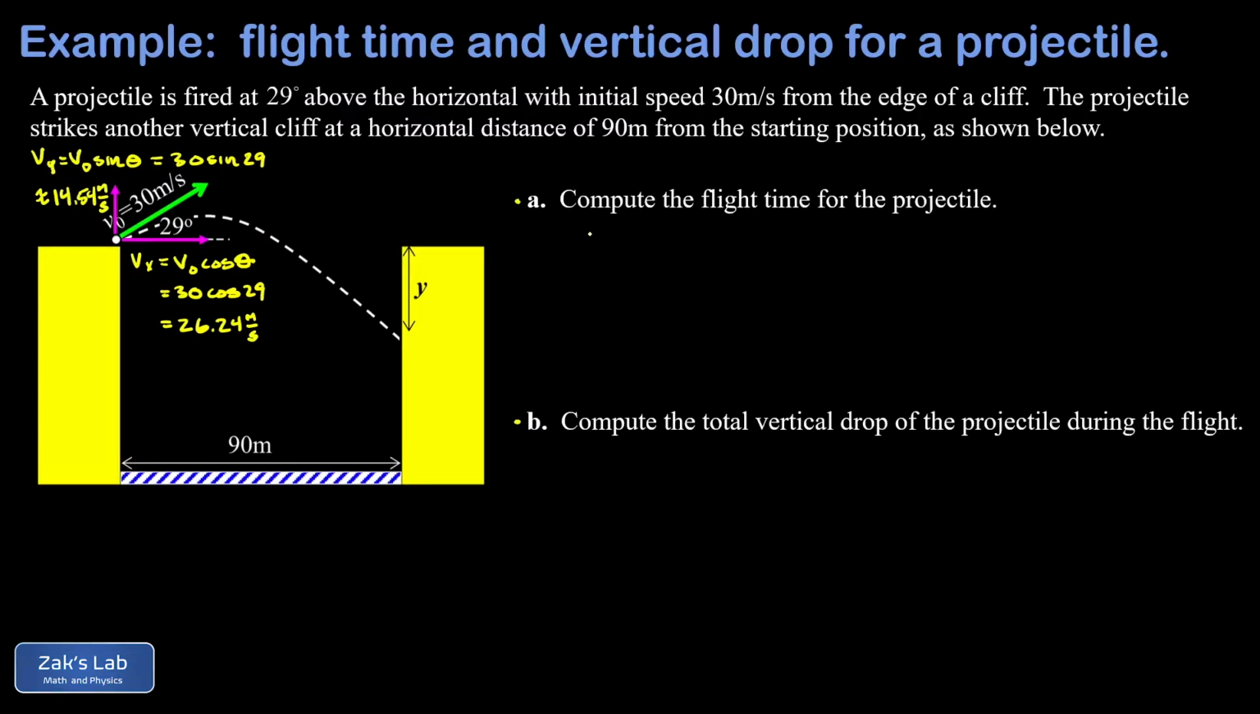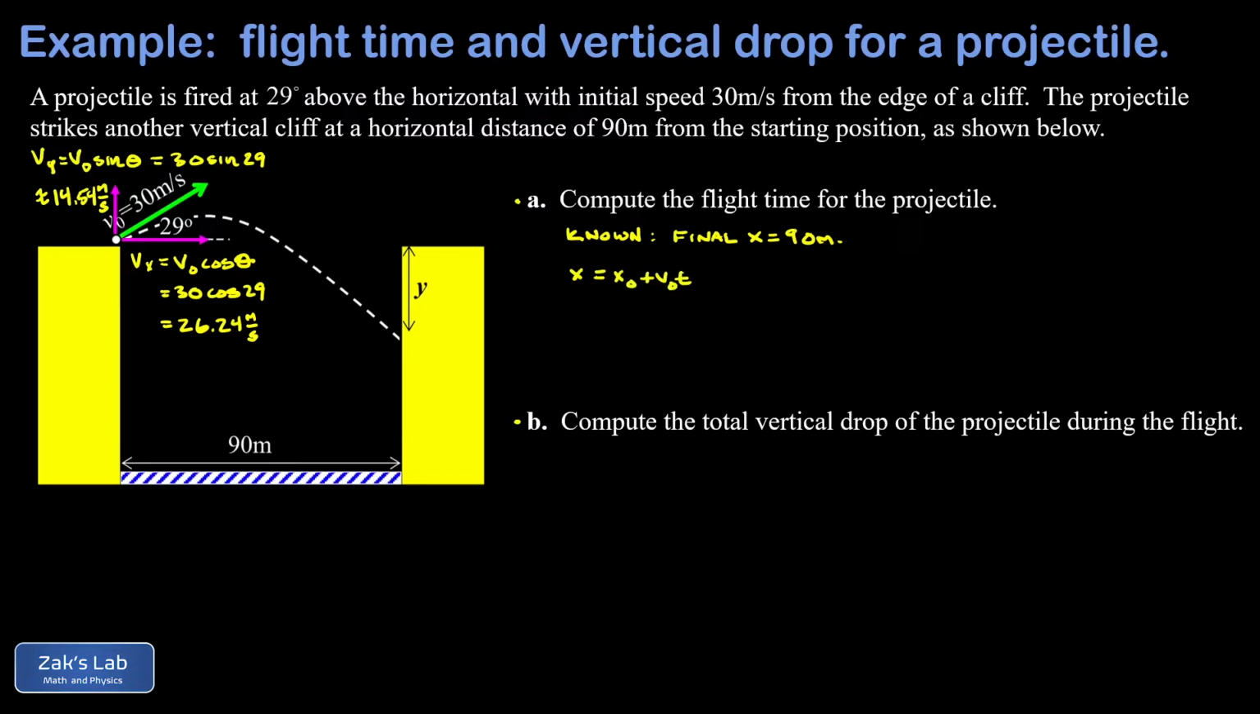So now we can get into the questions. I want the flight time for the projectile. And what I know here is the final x coordinate. I'm going to call the initial x coordinate 0. And in that coordinate system, the final x value is 90 meters. Because we have extra information in the x direction, the way to make progress on this problem is to look at the x equation of motion for the projectile.